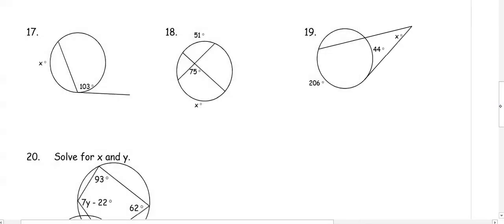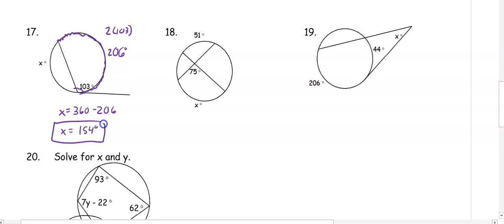Number 17, we have this angle, 103, that is intercepting this arc. So if we double our angle, 2 times 103 will get us 206 degrees. We know that the remainder of the circle would then be x. So x is going to be equal to 360 minus 206, which is 154 degrees.